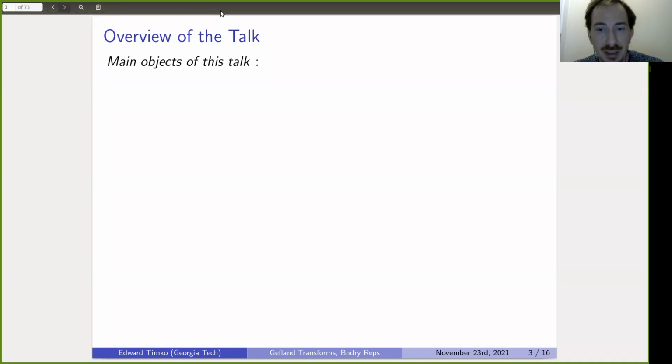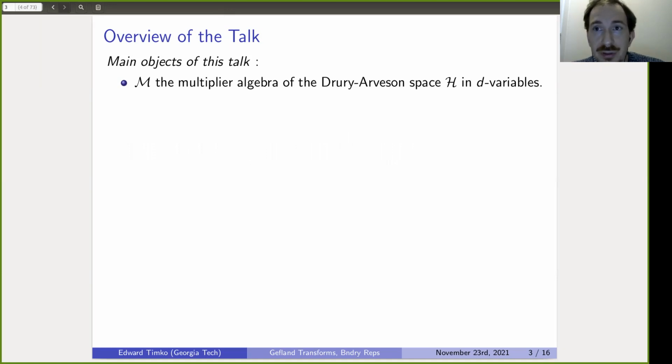So I'm going to begin by giving an overview of what this talk is about, this big, very broad picture. I'll get into the specifics a little bit more in the following slides. But first I want to introduce the pertinent objects. First, I'm going to let M denote the multiplier algebra of the Drury-Arveson space H in d variables. These can be just finite integer. We'll let B denote a weak star closed ideal inside of the multiplier algebra.